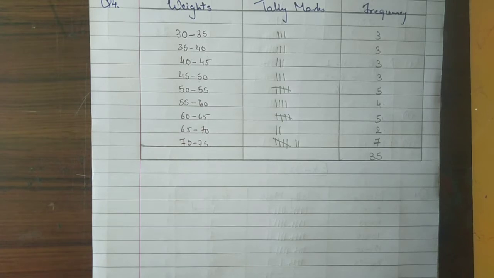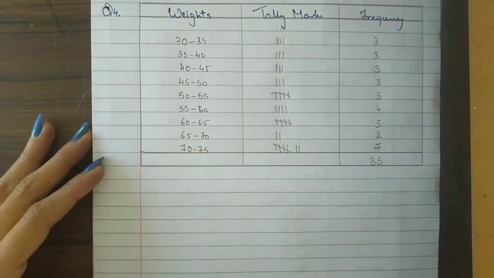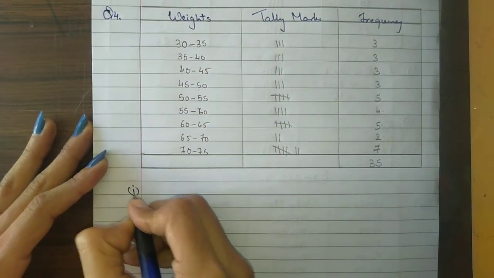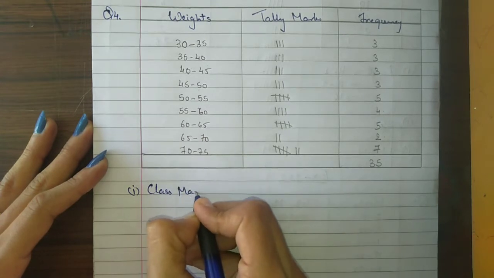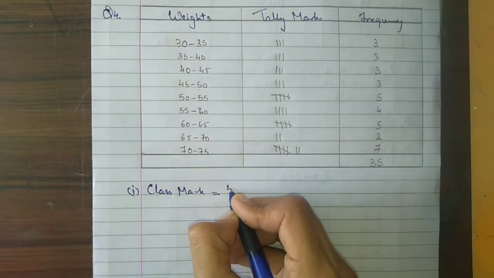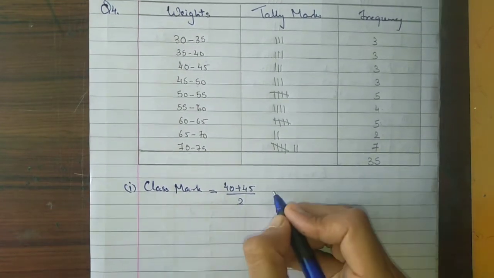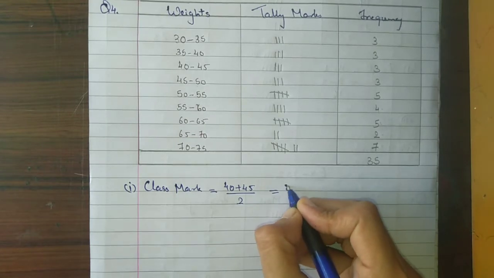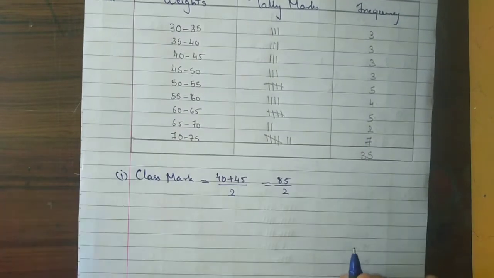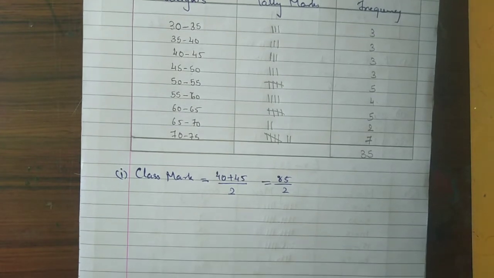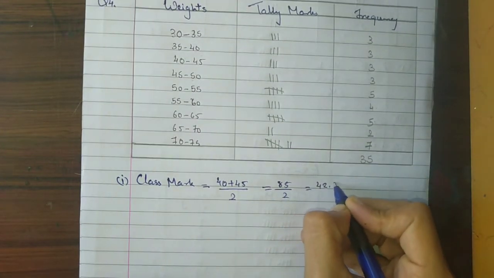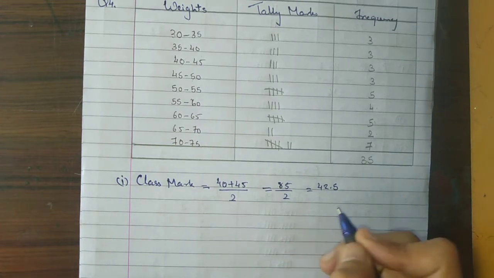Now what we have to do, question number 1, it is asked what is the class mark of the class interval 40 to 45. Now for class mark, we add the limits and divide by 2. So the class mark equals, for the interval 40 to 45, 40 plus 45, 85, divided by 2. Okay, and the answer is 42.5.